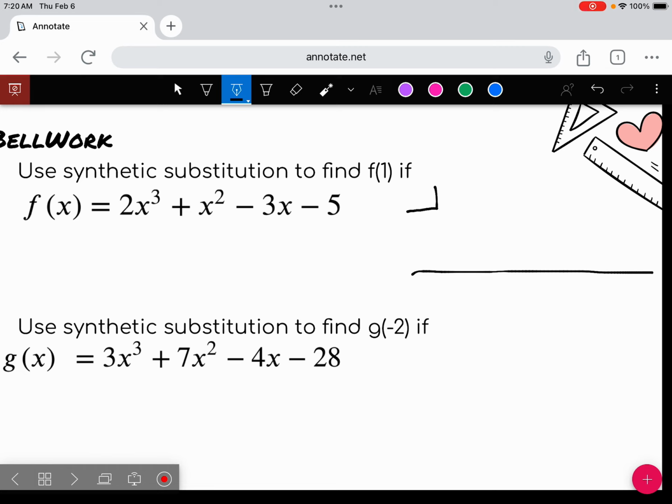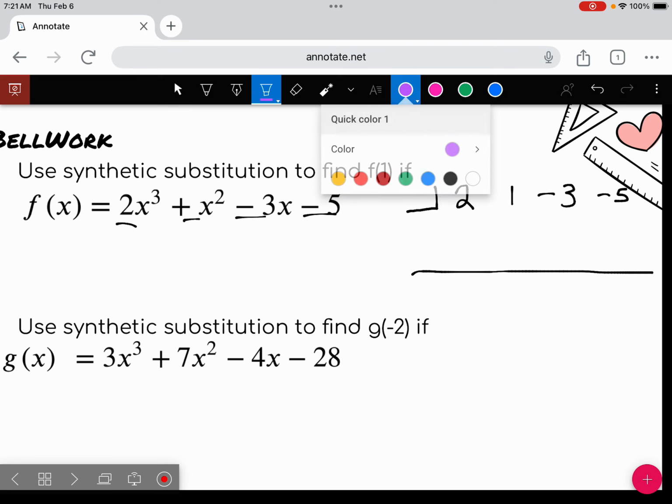Drop everything down. What do you mean? Like the 2, the 1, the -3, and the -5. All we want are the numbers, no letters. I just can't skip any. So we started with an x cubed. We had 2 of those. We have 1x squared. We have a -3x, and then we have our number. So I cannot skip any pieces.